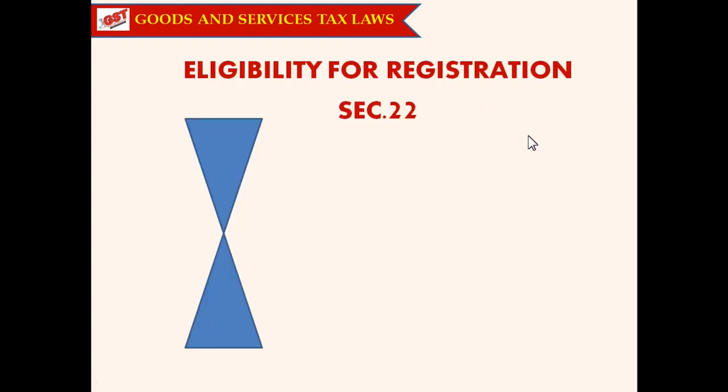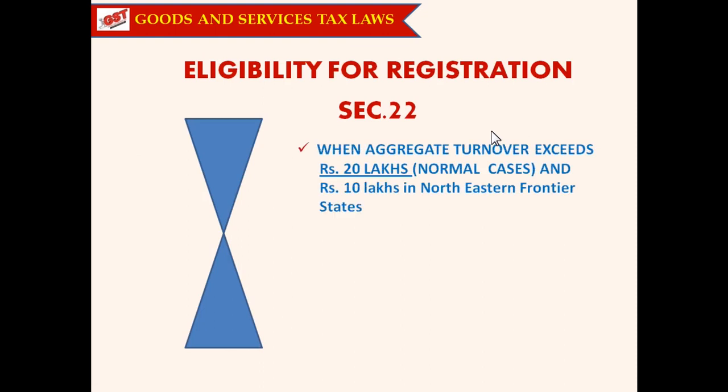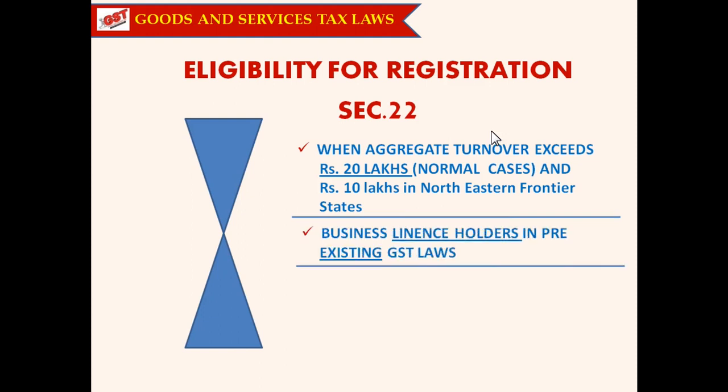In section 22, eligibility for registrations is given. When aggregate turnover exceeds 20 lakhs in the normal case and 10 lakhs in the case of northeastern frontier states, then those persons are eligible for registration under section 22. Then business license holders in pre-existing law, before the implementation of GST law, those persons who are holding licenses for business, then they have to register again under section 22.